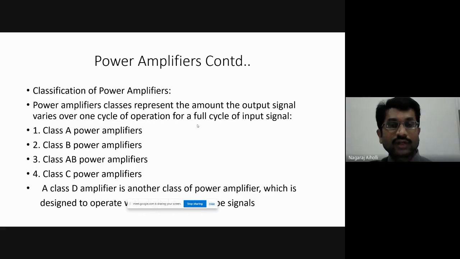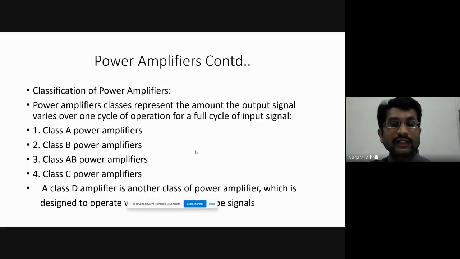So there are different types of power amplifiers, that is class A amplifier, class B, class AB, class C, and class D power amplifiers. These power amplifiers are classified based on how much portion of the applied input signal is available at the output cycle, or at the output how much amount of cycle of the applied input signal is available. That decides whether it is class A or class B or class AB or class C or class D power amplifiers.